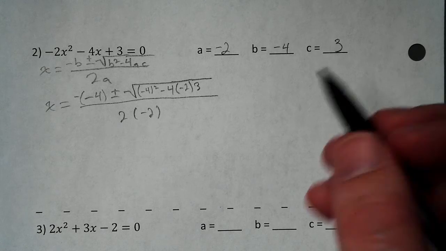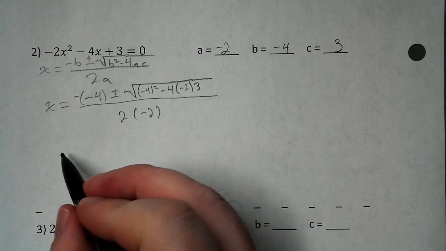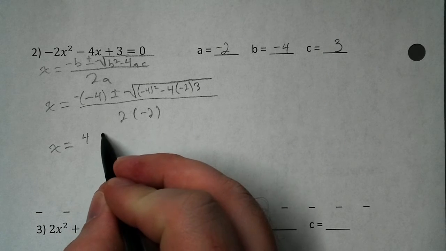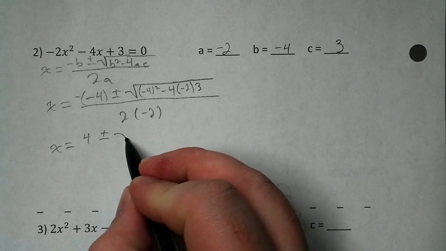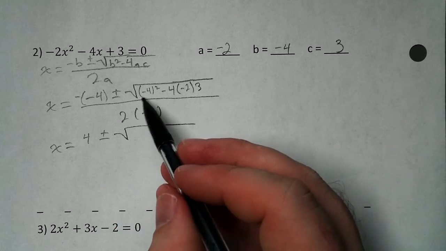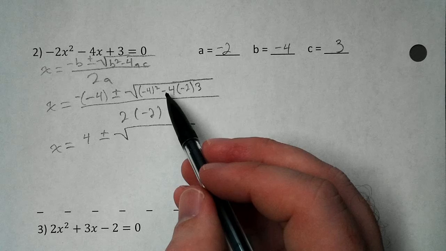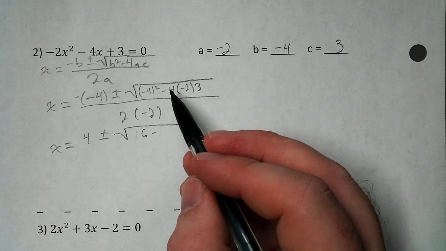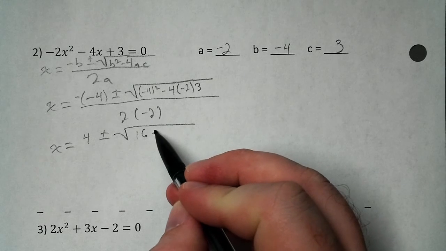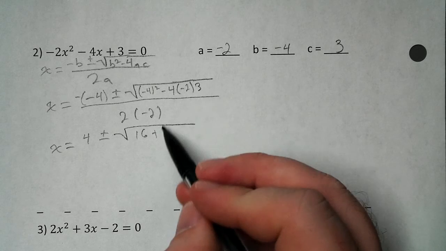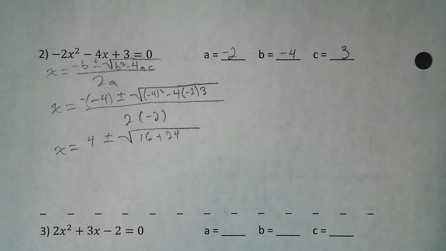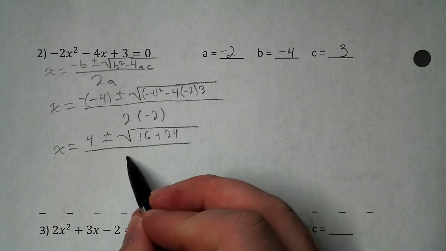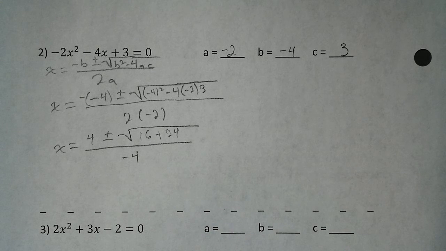Alright, so now we go through and simplify each part. So x equals negative times negative is positive 4, plus or minus square root, and negative 4 squared is 16, minus negative 4 times negative 2 is positive 8. 8 times 3 is 24. And then 2 times negative 2 gives us negative 4. So we just simplified each step.